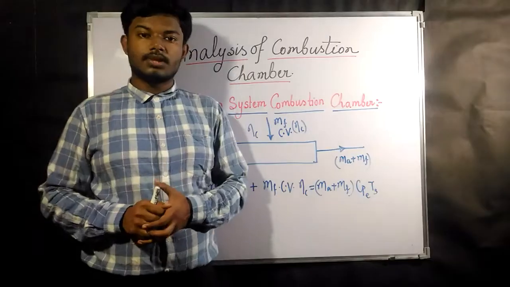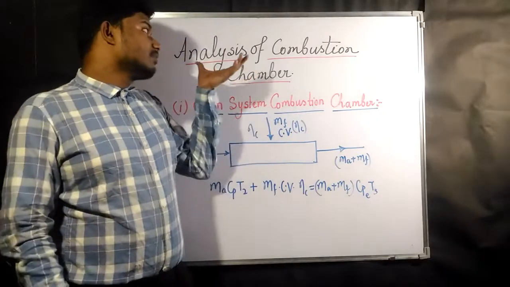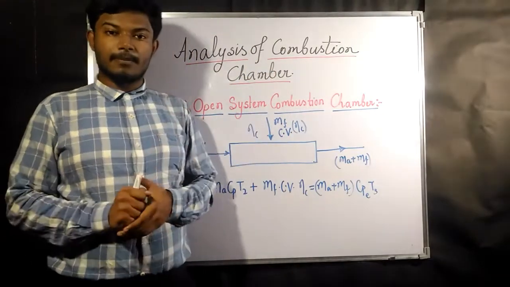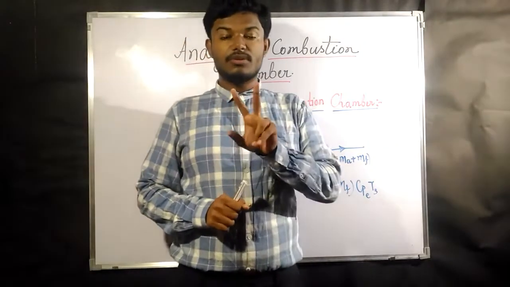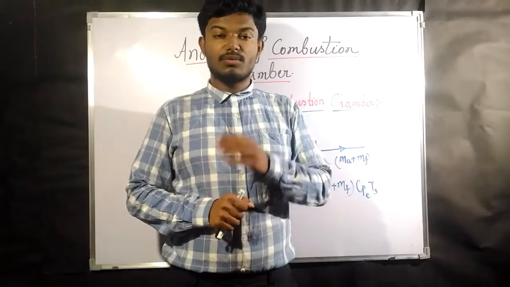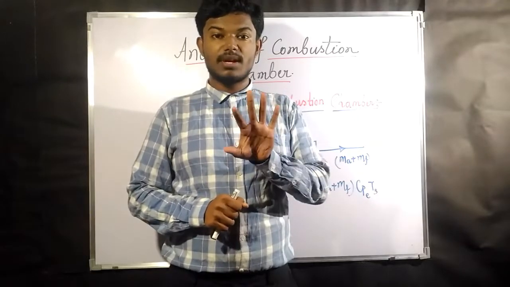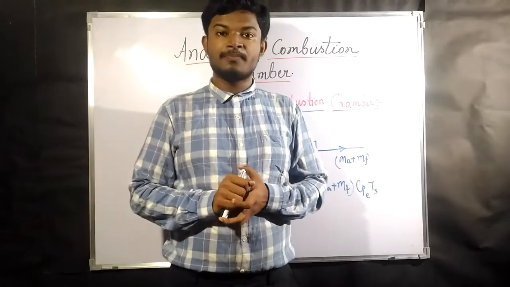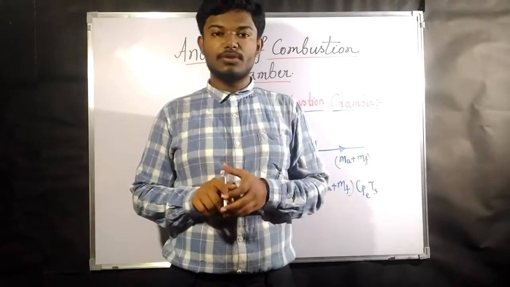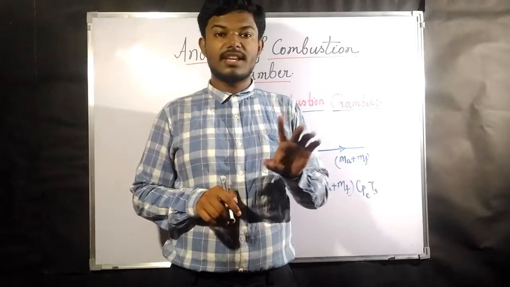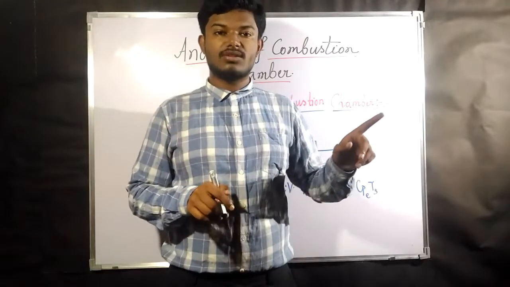Now we are going to read about the analysis of combustion chamber. In the analysis of combustion chamber, there are two types of combustion chambers: one is the open system combustion chamber and one is the closed system combustion chamber. While reading the Brayton cycle, we have also read about two types of Brayton cycle: the open system Brayton cycle and the closed system Brayton cycle.